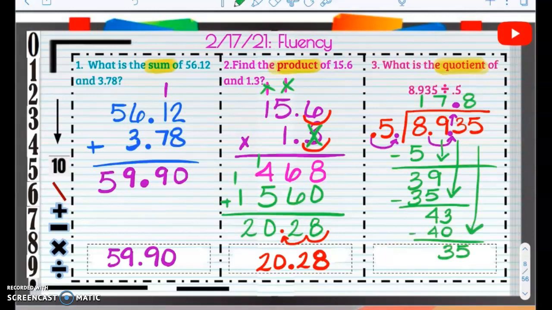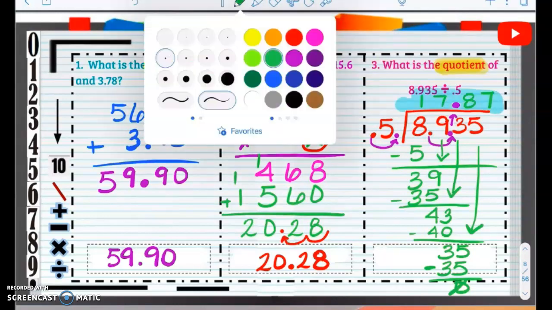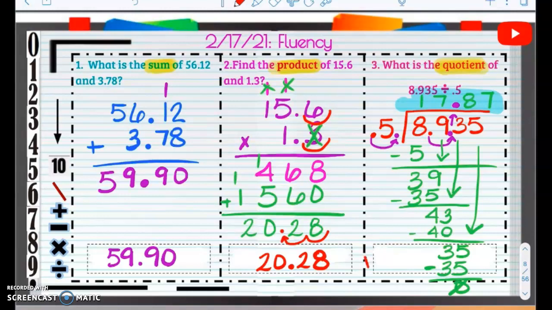5 can go into 35 7 times. 5 times 7 is 35. When you subtract, you get a remainder of 0. Nothing left to bring down. So our answer here is going to be 17 and 87 hundredths. I will write it over here: 17 and 87 hundredths. And that's going to be it for our fluency. Great job.